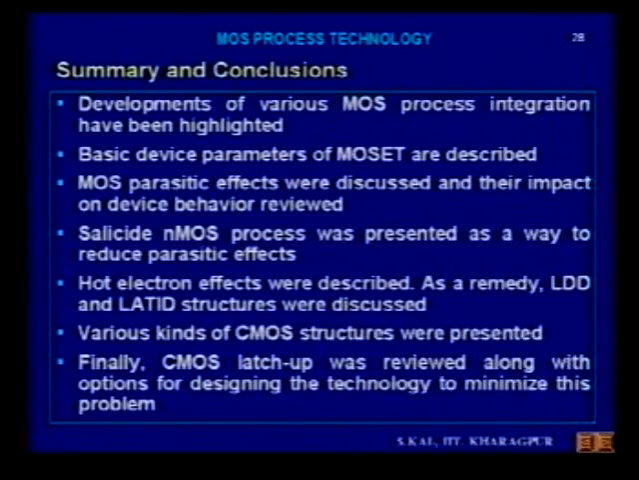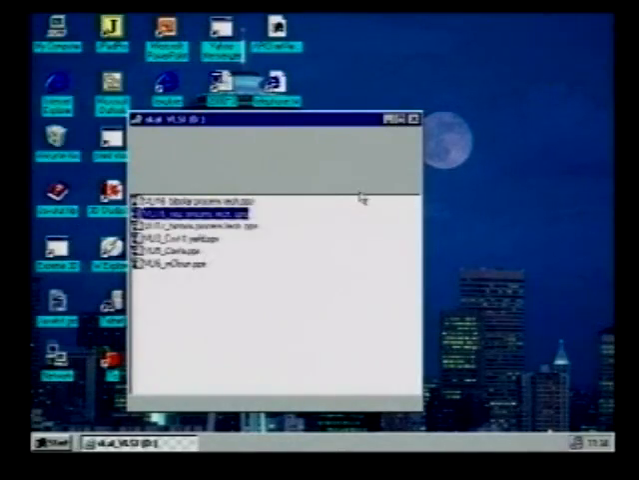Let me now switch over the topic. BiCMOS is basically the combination of bipolar device and CMOS device, and that combination will enhance the circuit performance, because the CMOS has certain advantages and bipolar has some other advantages. Now people want to take advantage of both the devices, isn't it?